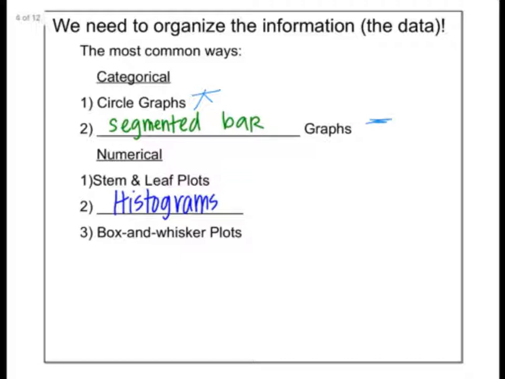For numerical data, we can use a stem and leaf plot, probably something you practiced in earlier math classes. You can also use a histogram or box and whisker plots. So this is one that I do want you to be familiar with, box and whisker plots. Depending on what math class you took last year, you may have seen these before, you maybe haven't. So make sure if you haven't or you want to review them, you take time and watch that review video and do a little bit of practice.